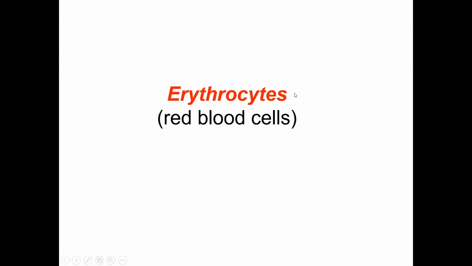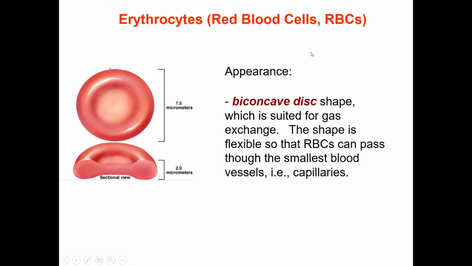Now, if I would highlight first of all the erythrocytes, the first important kind of the blood cells. Erythrocytes are commonly called red blood cells. With regard to their morphology, they are biconcave in shape, and this shape is well suited for gaseous exchange as well as their movement across the blood vessels.